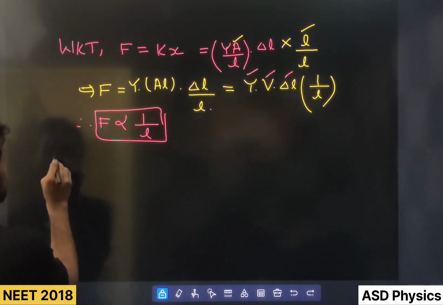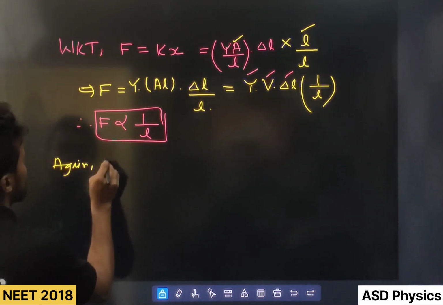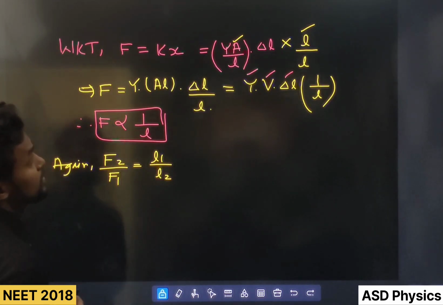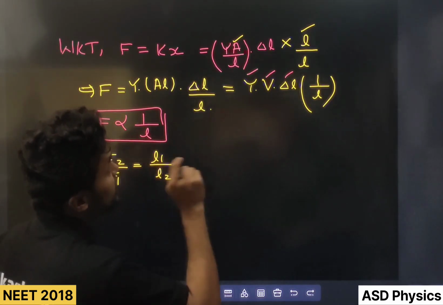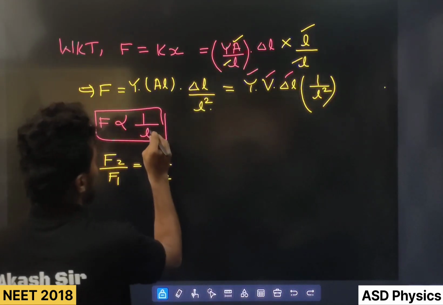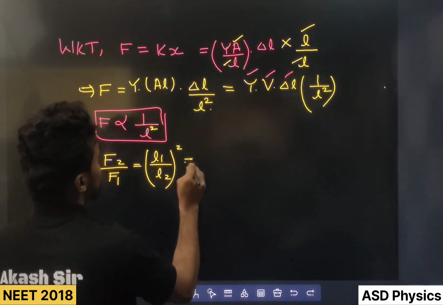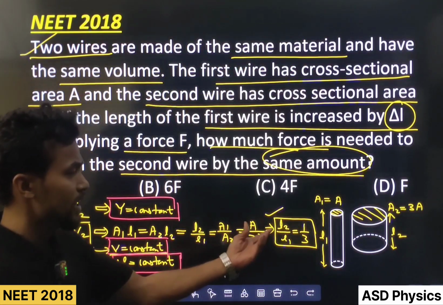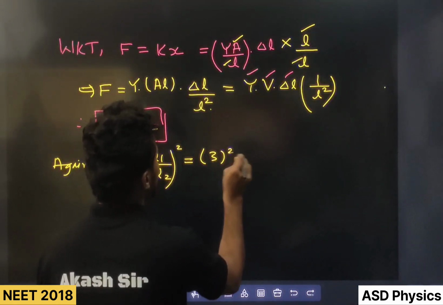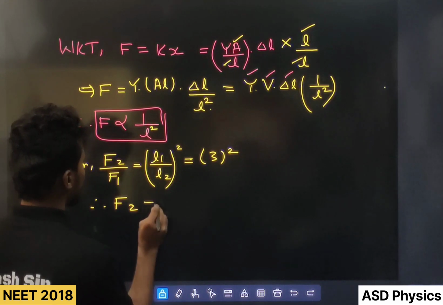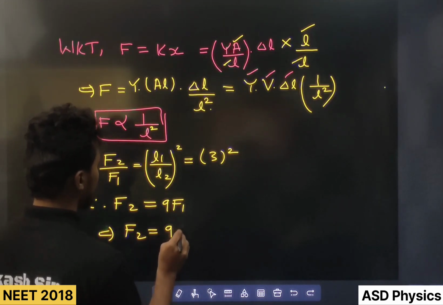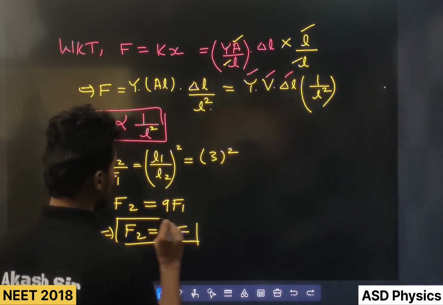Now we have to write the ratio. We can write F2 by F1 is equal to L1 by L2, whole squared. Here L squared, on both sides. Now going back, L2 by L1 is 1 by 3, so L1 by L2 is 3. Here it will come as 3 squared. Hence F2 equals 9 F1, and as the initial force is given as F, we can write F2 equals 9F. This much force is needed.